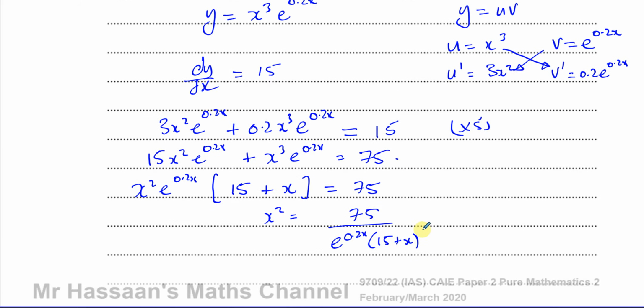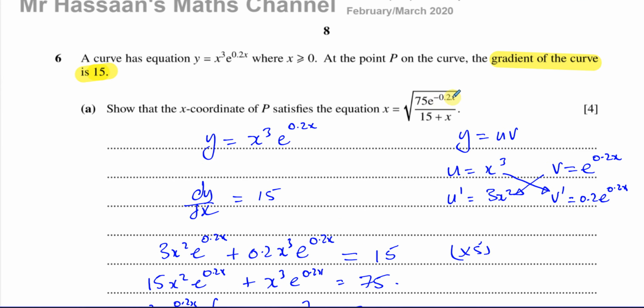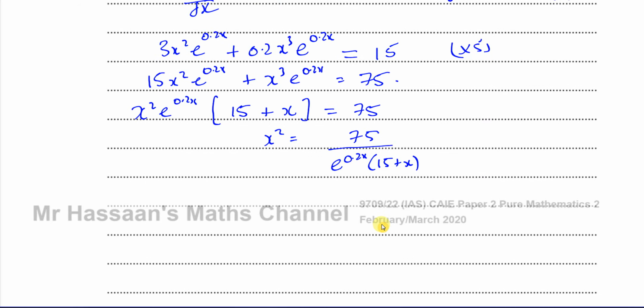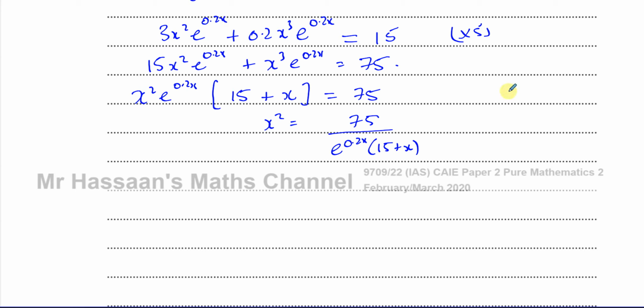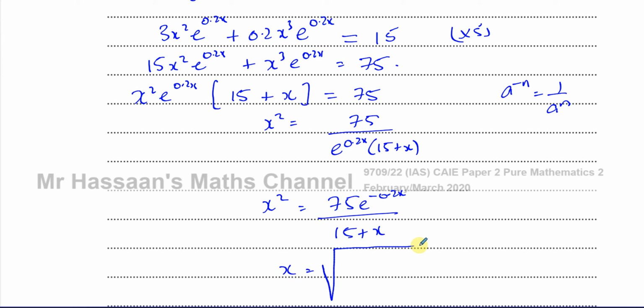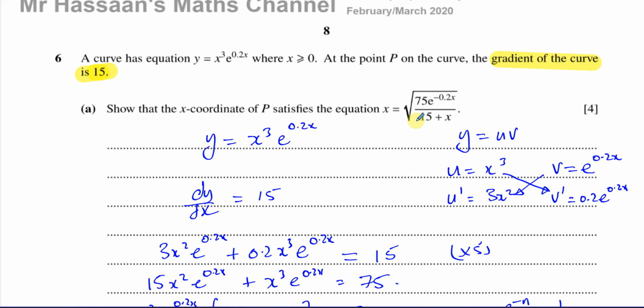Now the e to the power of 0.2x is in the denominator, so they've written this using the index form. We know that a to the power of negative n is the same as 1 over a to the power of n. So they've written it in the numerator with the negative power: 75 e to the power of negative 0.2x over 15 plus x. Finally they've taken the square root of both sides, and that's exactly what we had to show.